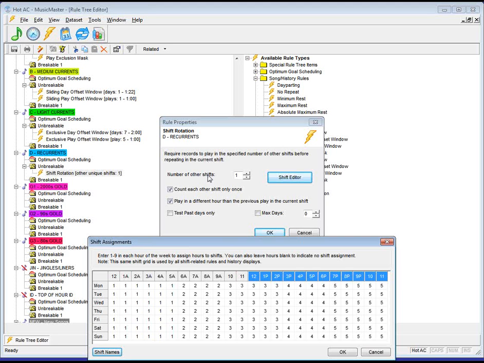If we were to change it to 2 other shifts, and the first time it plays is in 1, it would have to play in 2 of 2, 3, 4, or 5 before repeating in number 1.